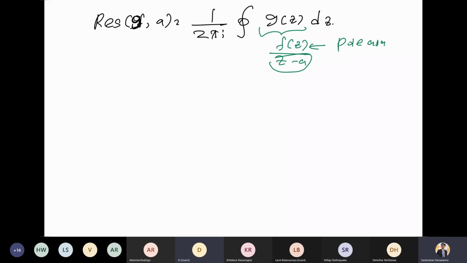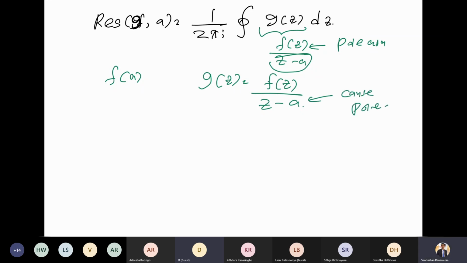You can prove that this is equivalent to f(a) if your g(z) is of the form of an analytic function divided by z minus a. The function f(z) is analytic at a, and it is divided by z minus a, which is the cause of your pole. Then you can evaluate your f(a) as something like this: 2πi times the contour integral of f(z) over z minus a, dz.